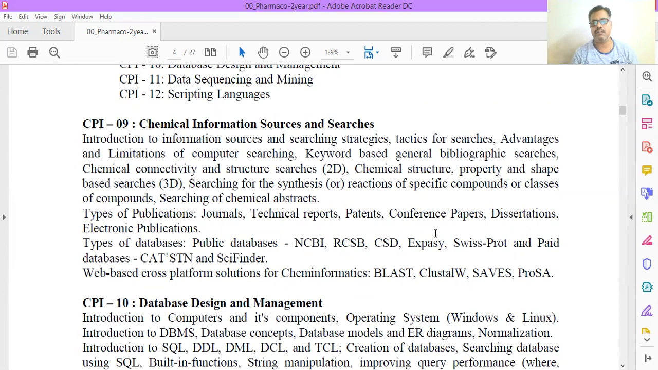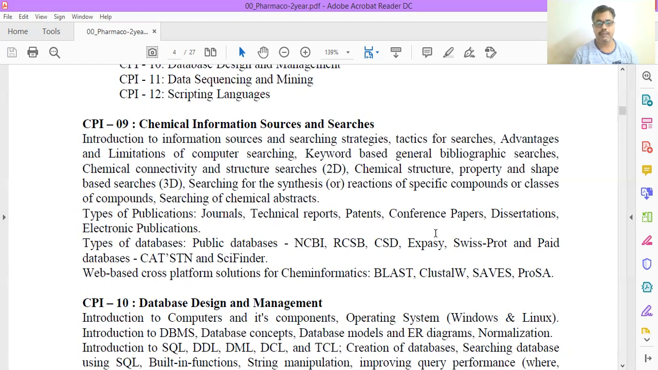What are the tactics for searches, and the advantages and limitations of computer searching? How to search? How many types of methods are available in searching? One is key-based bibliographic searches or general searches, or chemical connectivity searches based on structure, means 2D structure or 3D structure, based on the chemical structure as well as the properties, based on the 3D shape of the structure, and searching based on synthetic reactions, means how the synthetic reaction proceeds, what the specific compounds or classes of compounds are, and searching the chemical abstracts.